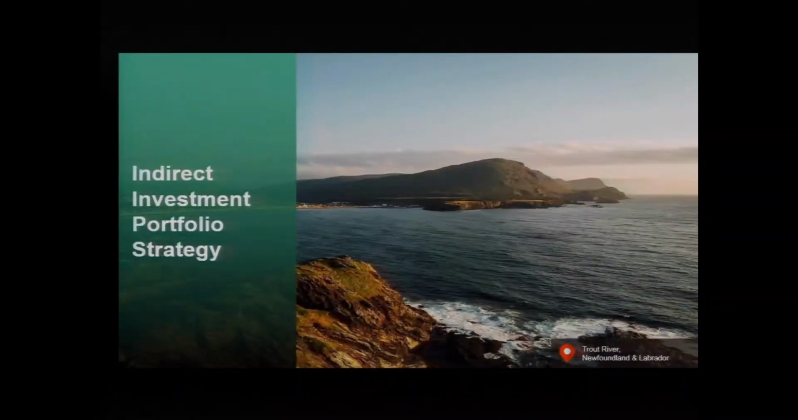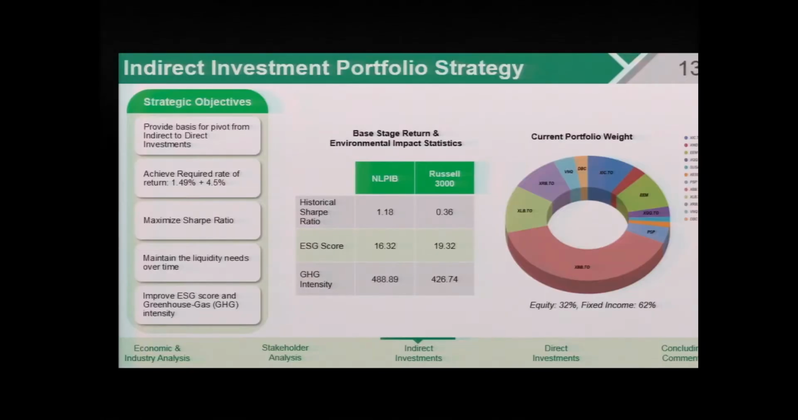Now, Litin will talk about the indirect investment portfolio strategy. Thank you, Harry. So here are the objectives of our indirect investment portfolio strategy. We use this portfolio to provide a basis to pivot to direct investment and to improve the ESG score and the greenhouse gas intensity over time. The table in the middle shows a comparison of our current holdings to the Russell 3000 index. As you can see on screen, even though the Sharpe ratio is doing really well, the ESG score and the greenhouse gas intensity both underperform.